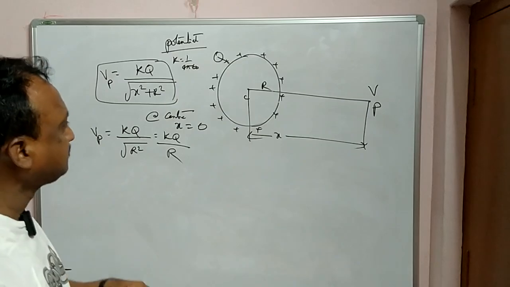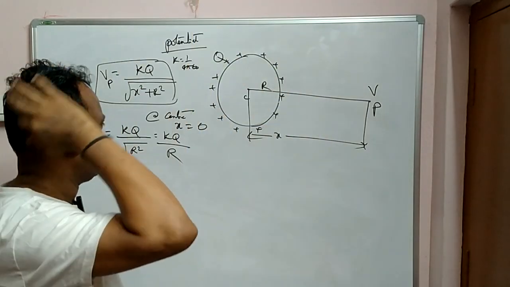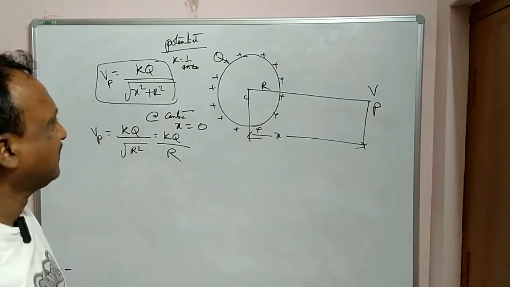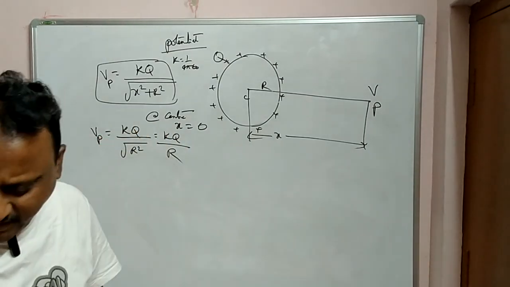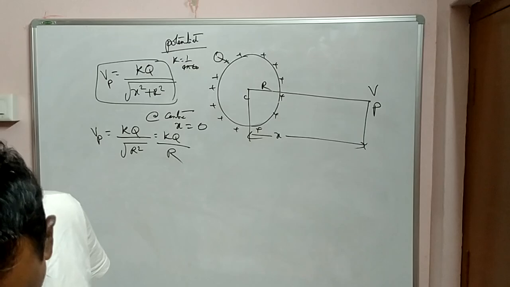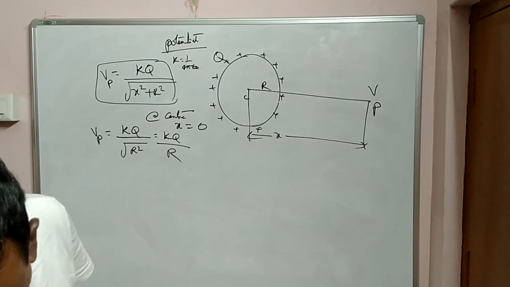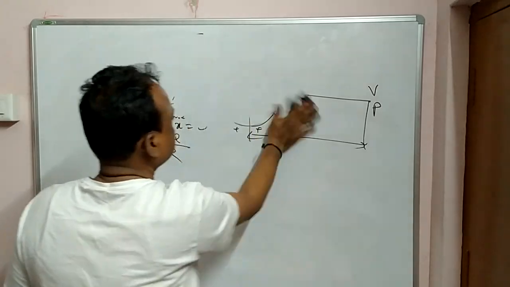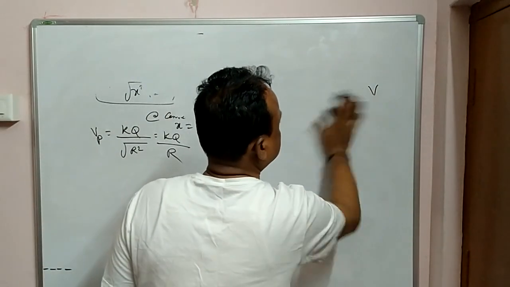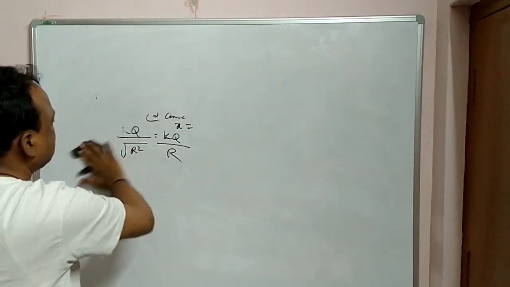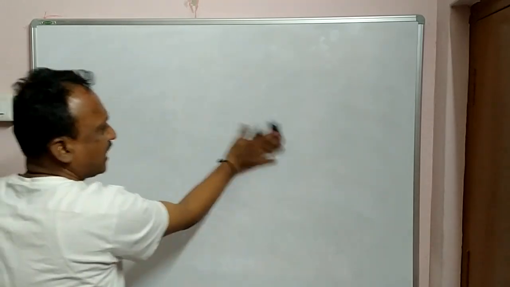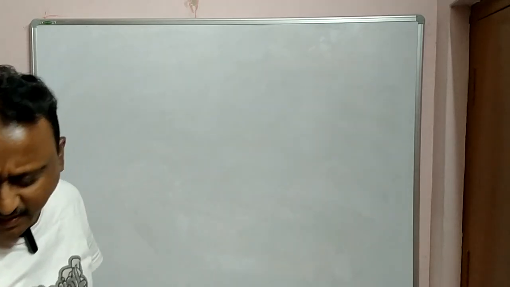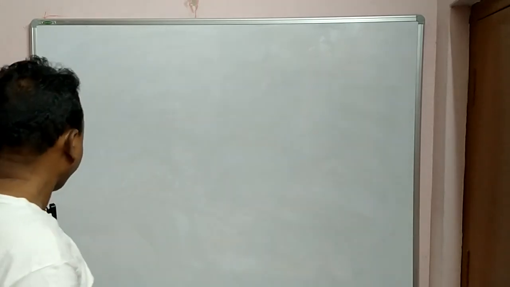Clear? And you need not go for infinity, please. There is no need to go to infinity, it is a waste. If you go to infinity here, the ring becomes a point charge again. So no need to take it. This is the value at x equal to 0, KQ by r. Clear? The potential at infinity is also zero. Clear?